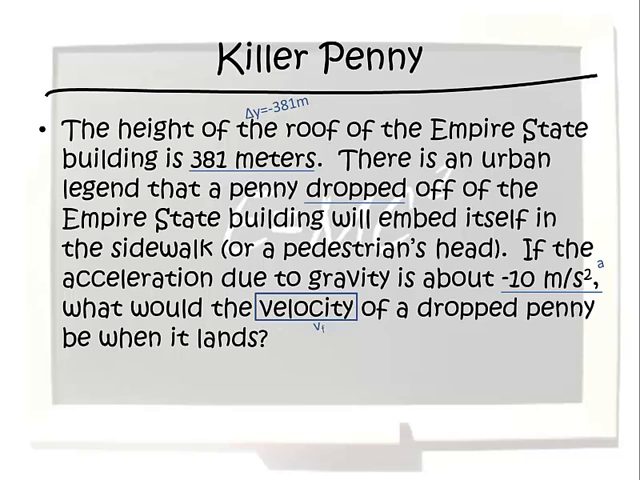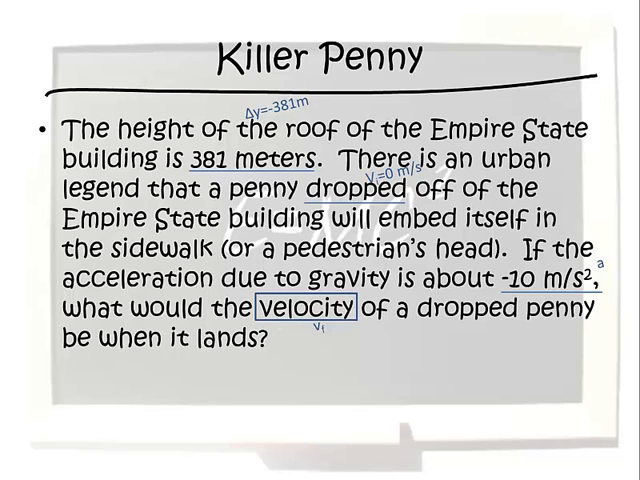Notice that the penny is dropped off of the Empire State Building. When you drop something, the instant you let it go, it's not moving at that point. It's only after you let go that it begins to fall. So if something is dropped, that means its initial velocity is 0 meters per second.